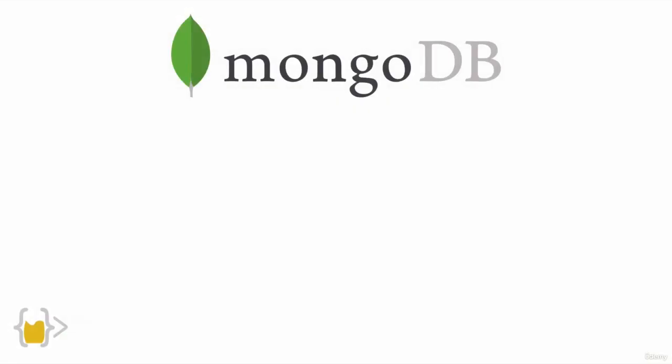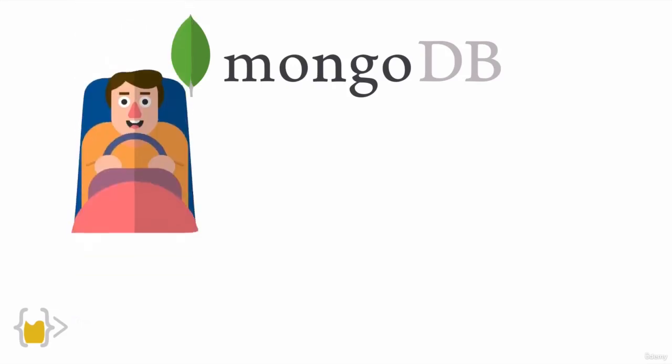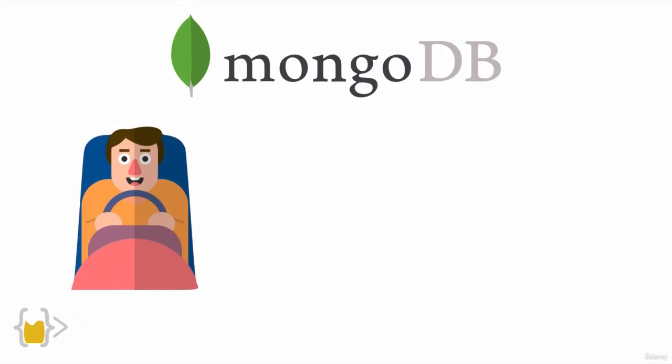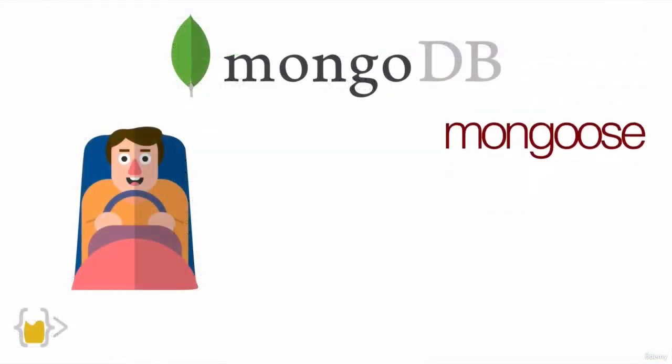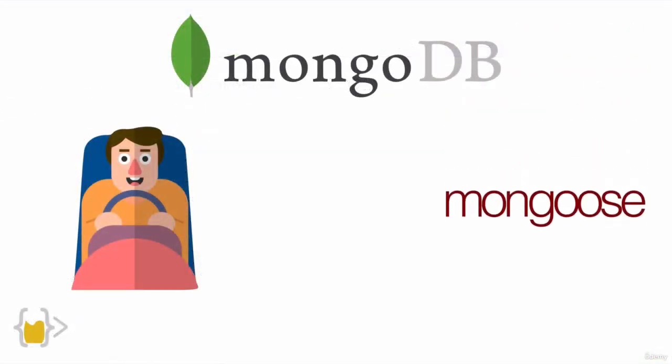Now, when you're creating a Node app that needs to connect to a MongoDB database, there's essentially two options for you to choose from. One is to use the MongoDB native driver that we're going to talk about very quickly. Another is to use an ODM, or object document mapper, that's called Mongoose.